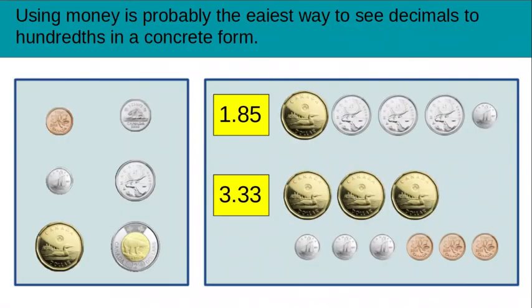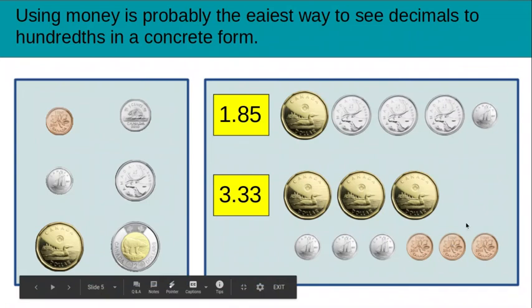So using money is probably the easiest way to see decimals to the hundredths in a concrete way. So we think about something like 1.85. We can think of the loonie as the one, the whole. And then the 3/4 and the dime create the 0.85. Or 3.33, we have our three wholes, and then 33. So money is definitely an easy way to think about it.